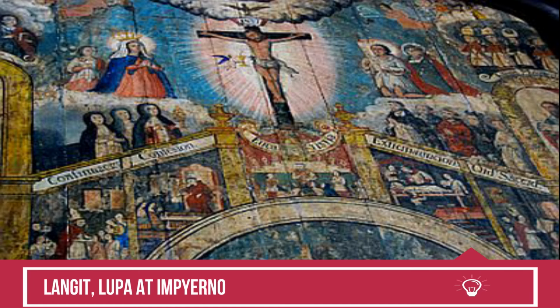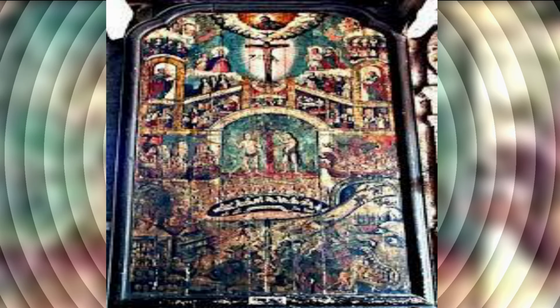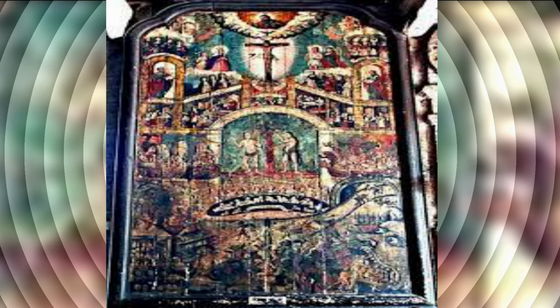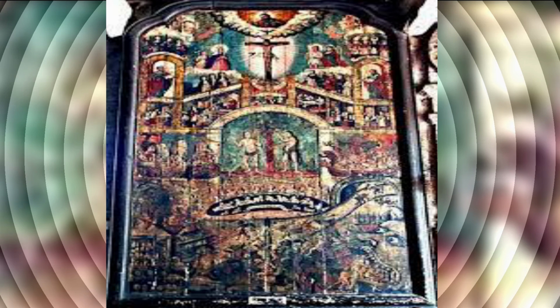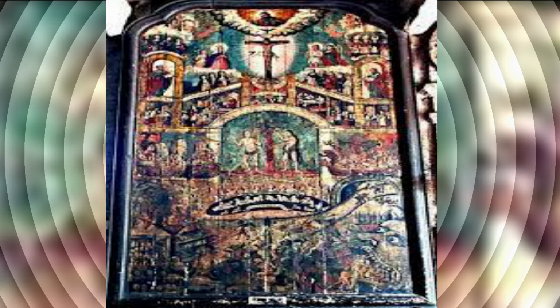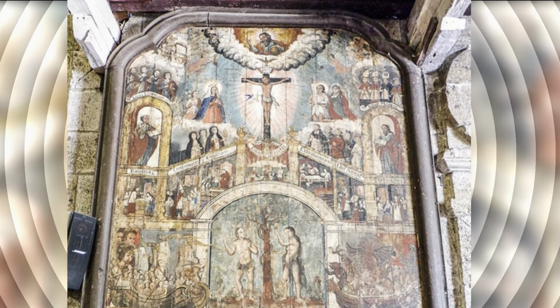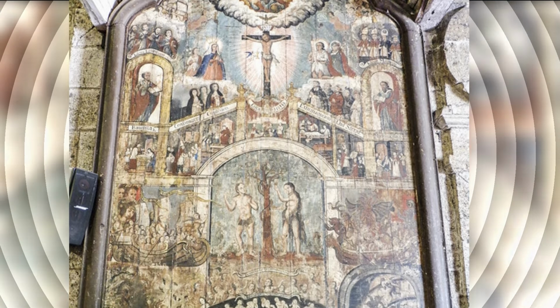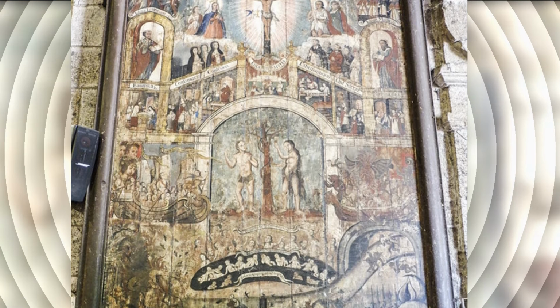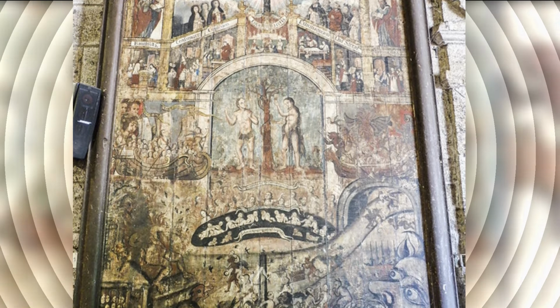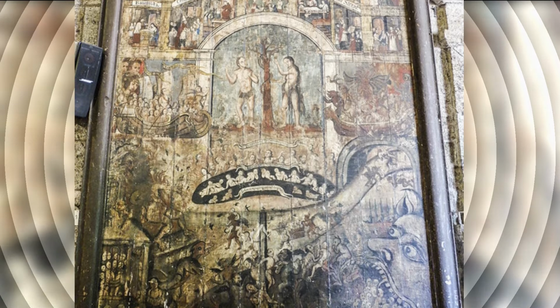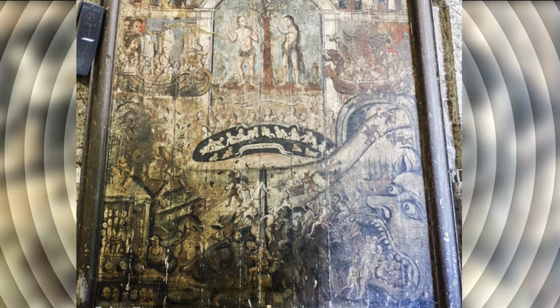Langit, Lupa at Impierno by Joseph Luciano Dans. This wall painting by Joseph Luciano Dans can be found in St. James the Apostle Church in Paete, Laguna. This painting was dated 1850 and depicts the heaven and crucifixion of Christ, earth with Adam and Eve, and hell, with sinners of different transgressions.